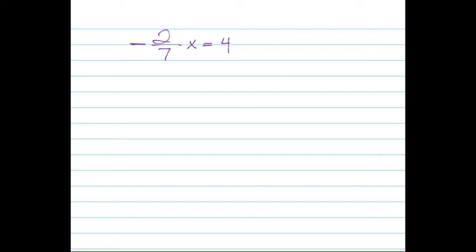But when we divide by a fraction, what do we normally do? No, we don't go to decimals. We multiply by the reciprocal of the fraction. We flip it over and we multiply. So what do we get when we flip negative 2/7? Negative 7 over 2. That's called the reciprocal. It's also known as the multiplicative inverse.